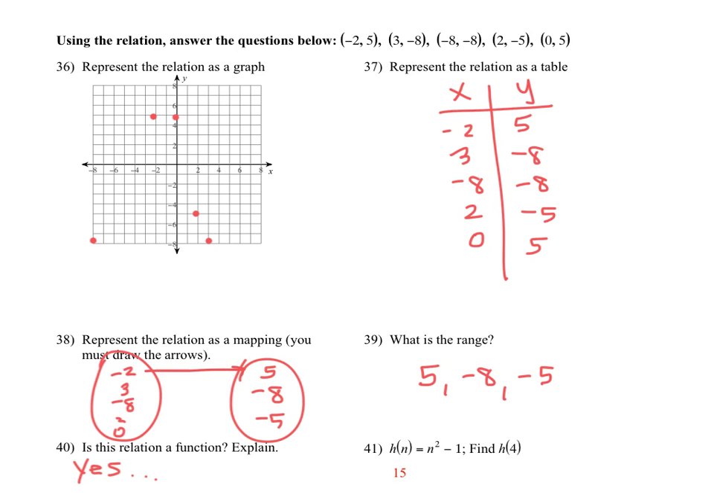So negative 2 goes to 5, 3 goes to negative 8, negative 8 goes to negative 8, 2 goes to negative 5, and 0 goes to positive 5. Notice that on this side, anytime you have repeating values, you only have to list them one time because you'll just draw multiple arrows to the same place. Range are your y values, so I am just going to list 5, negative 8, and negative 5. Domain would have been your x values, so to have asked for domain, you're answering for the x values.